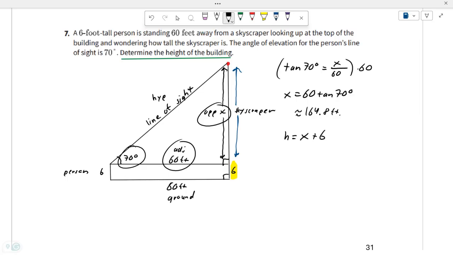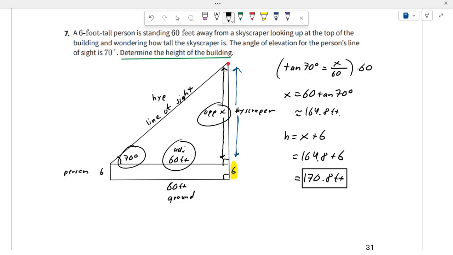So if I want my height, I have to take x, which is 164.8, and slap another 6 feet on there, bringing me now to a total height of 170.8 feet, and that is my answer.